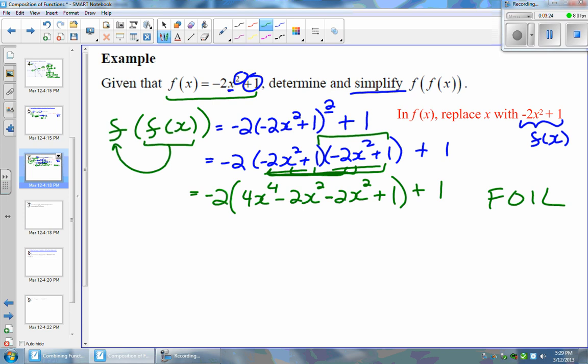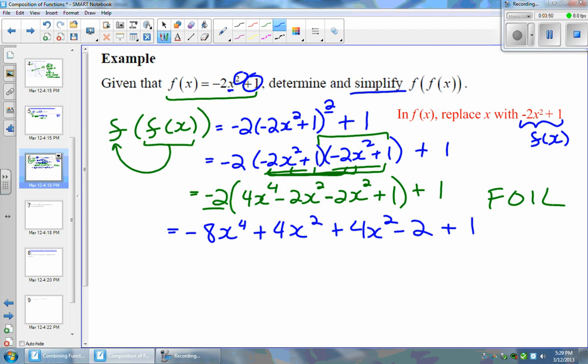So let's go ahead and distribute this negative 2 out here. So if I distribute that negative 2, what I'm going to end up getting here is negative 8x to the power of 4 plus 4x squared, okay, plus 4x squared again, and finally negative 2, all right? And we also have this plus 1.